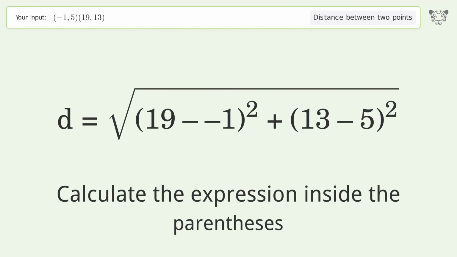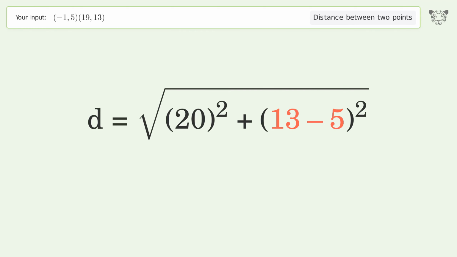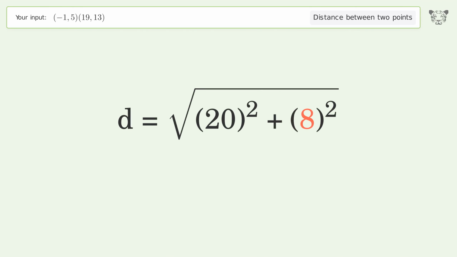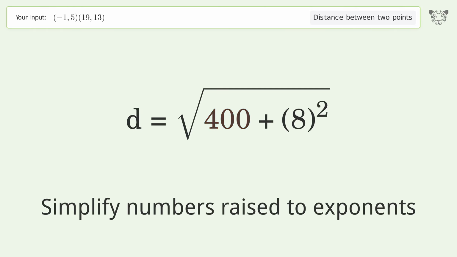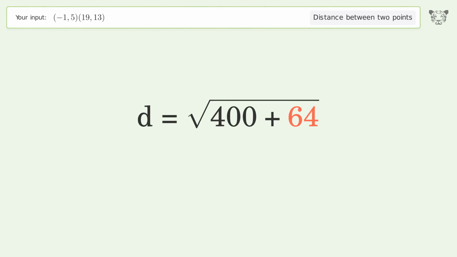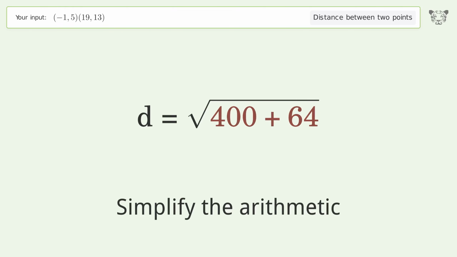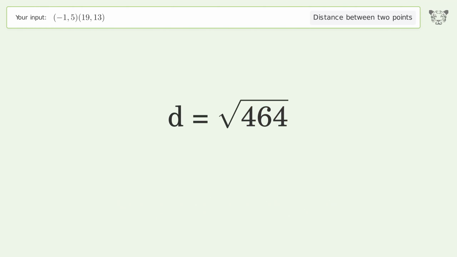Calculate the expression inside the parentheses. Simplify numbers raised to exponents. Simplify the arithmetic. And so the distance between the 2 points is the square root of 464, or 21.541.